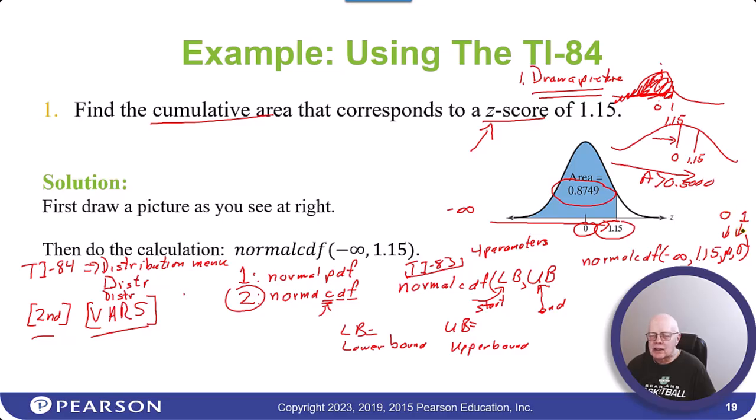So you'll have negative infinity, you'll have 1.15, you'll have a 0, and you'll have a 1. Now, what about that negative infinity? Well, let me clear the board here so it's not quite so messy. There we go.